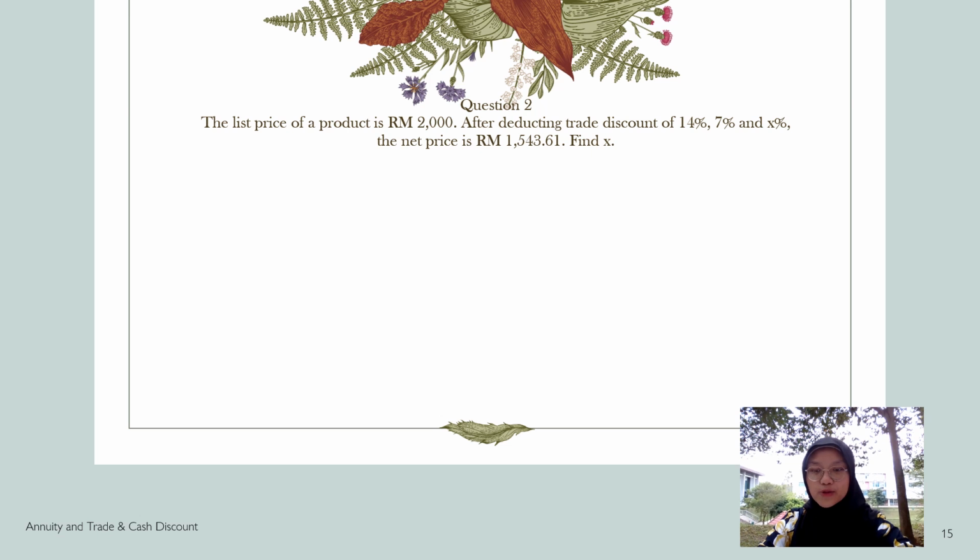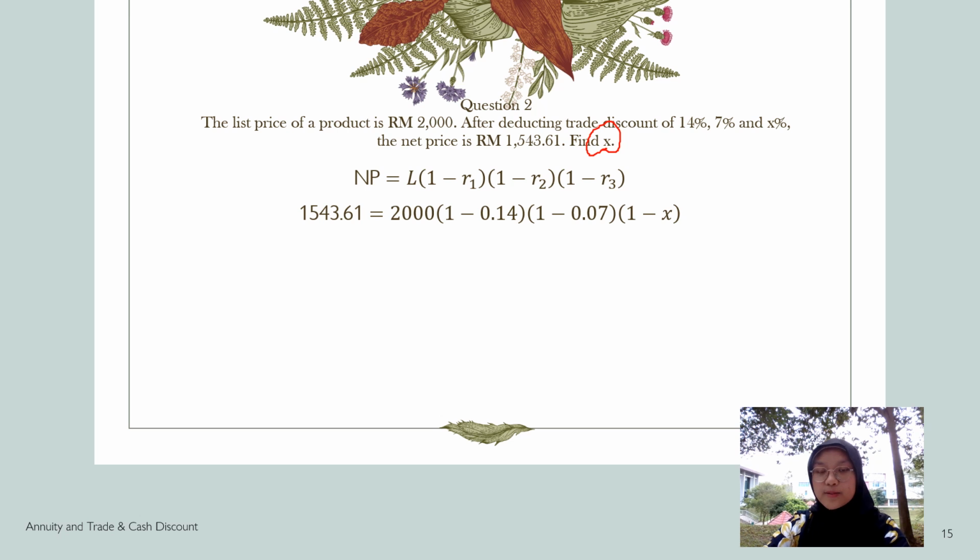Hi and Assalamualaikum. My name is Arina Fatina binti Mu'fazwi. So I will move to the next question of Chapter 7, Trade and Cash Discount. The question is, the list price of a product is 2,000 ringgit. After deducting trade discounts of 14%, 7% and X%, the net price is 1,542 ringgit 61 cents. So find the X. Okay, so we'll list down the formula first: P equals L times 1 minus R1, 1 minus R2 and 1 minus R3, since it has three discounts here.